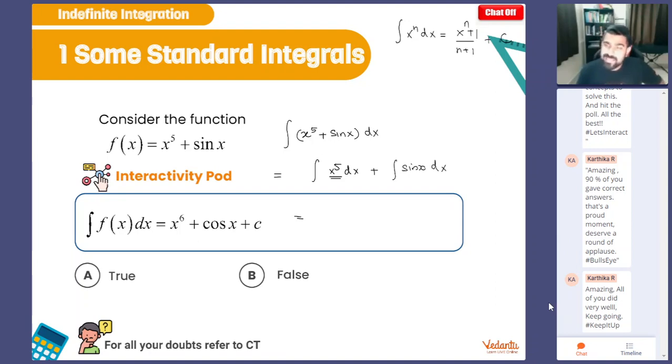Do not forget the plus c, my dear children. In board exam especially, they are very serious about it. So it will be x to the power 5 plus 1 by 5 plus 1 plus c plus integral sine x, which is minus cos x plus another constant. You can take d. Don't put c again. So the answer is x to the power 6 by 6 minus cos x plus c plus d, which is another constant. You can keep it as e. So this is my final answer.